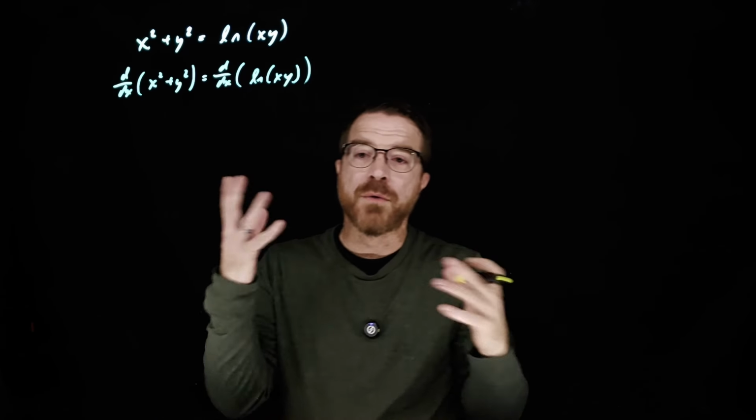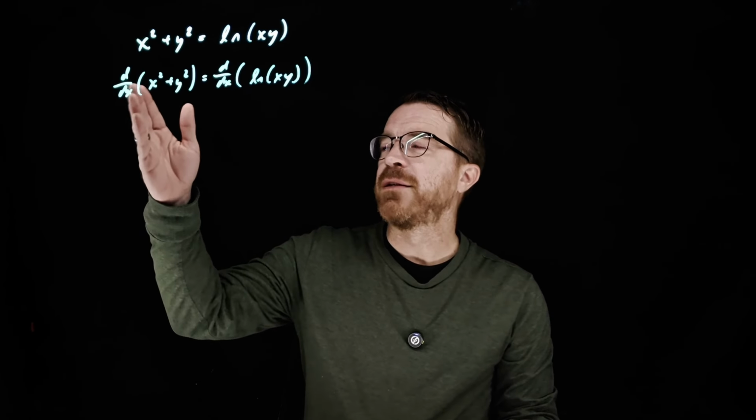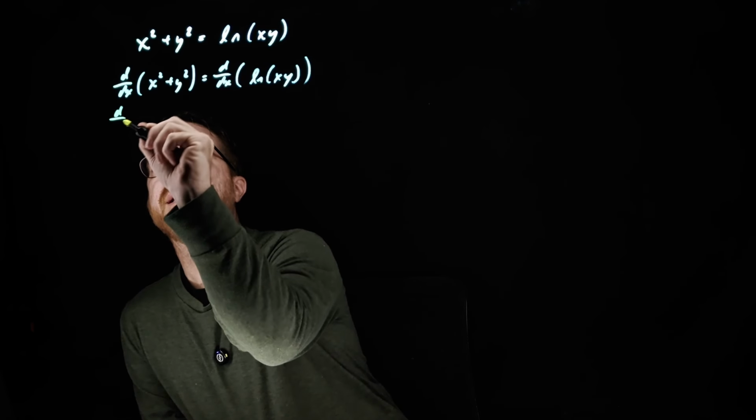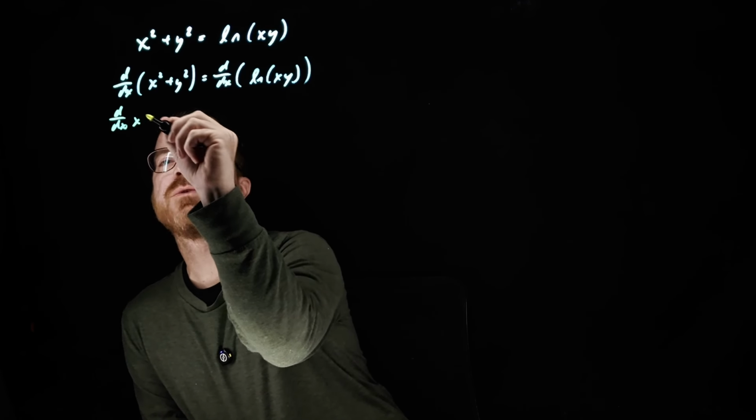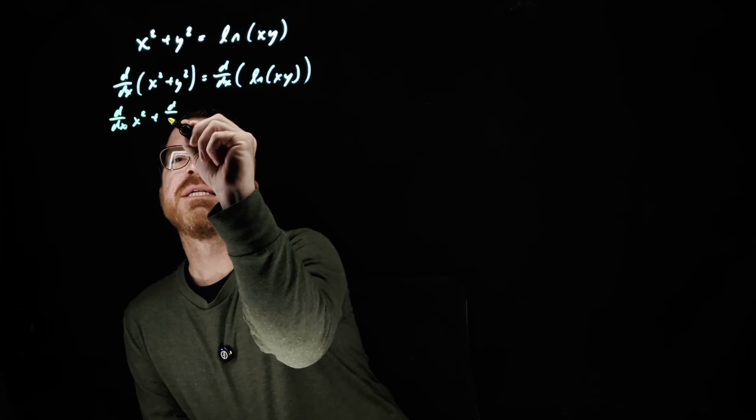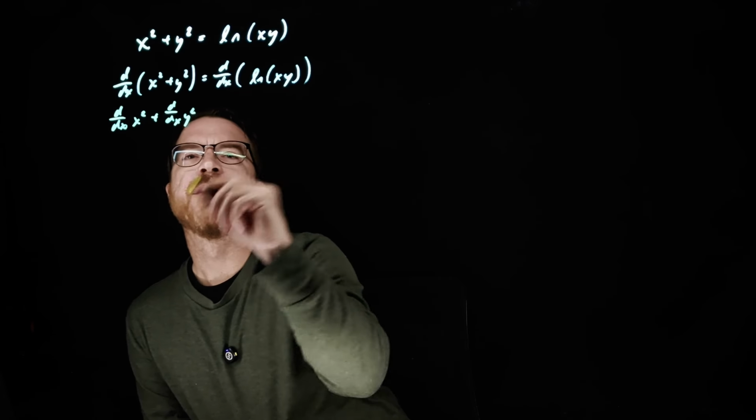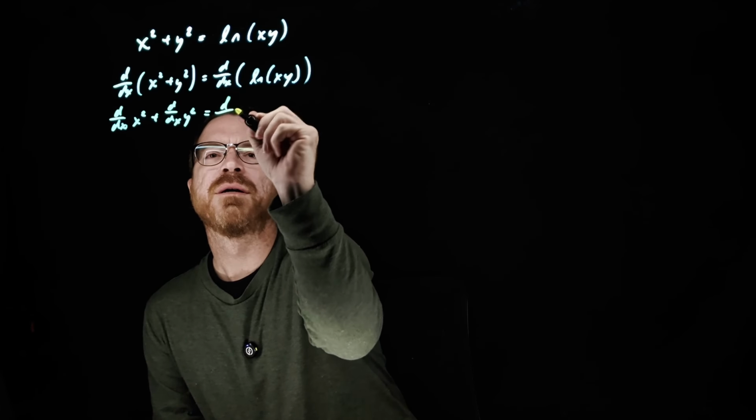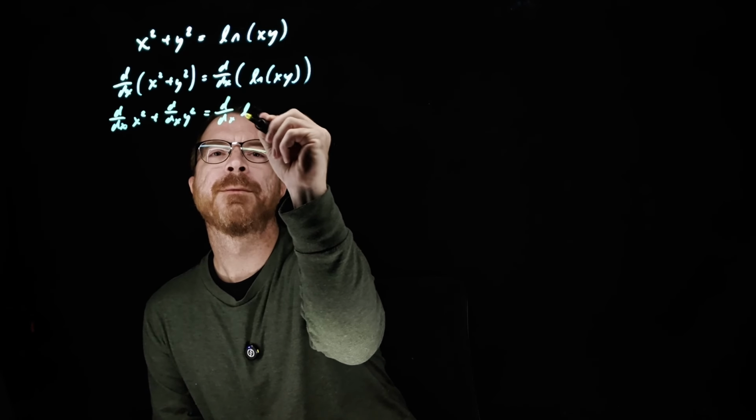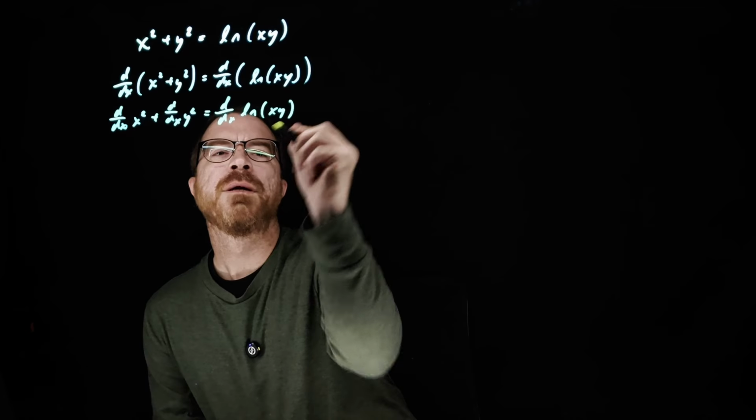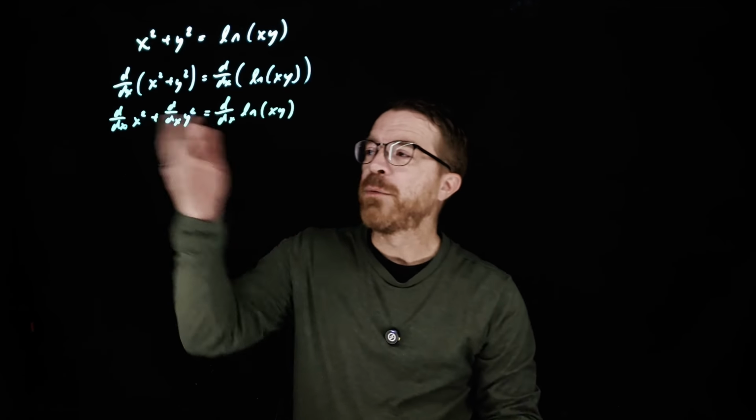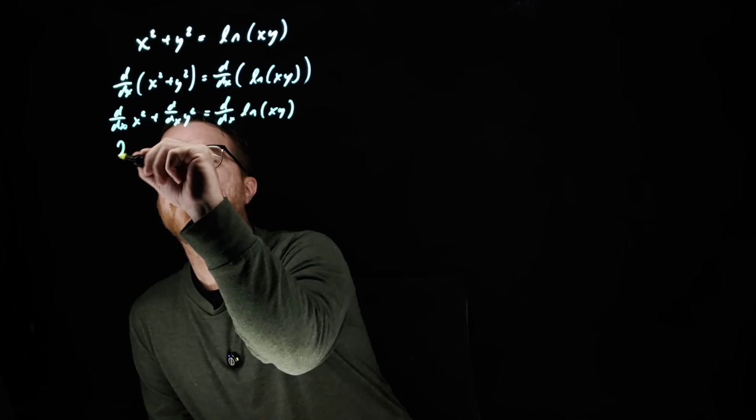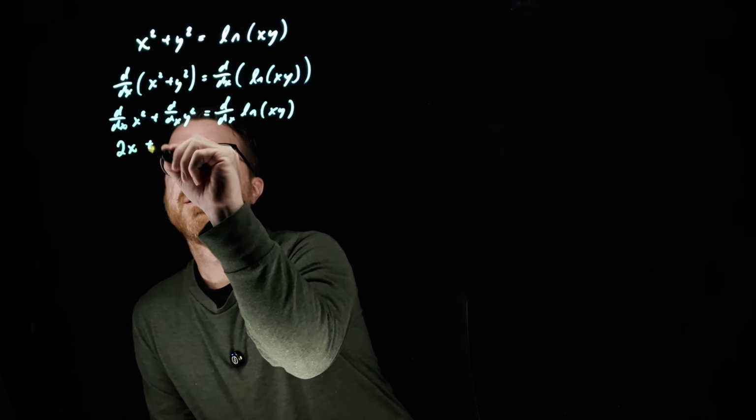So using our rules of differentiation, we know that when we have d/dx of x squared plus y squared, this is going to be the same thing as saying we want d/dx of x squared plus d/dx of y squared equals, and then same thing, d/dx of natural log of xy. Okay, so now doing this, when we take the derivative of x squared with respect to x, we just use our power rule. This is going to become 2x plus.